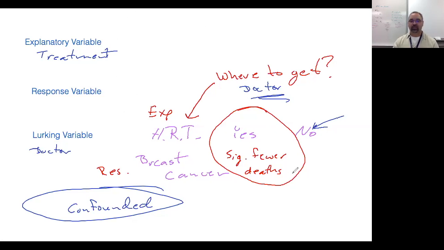All right. When we do an experiment, now we're going to talk specifically about experiments for a minute. There are 3 principles of experiment design, and this is how you do a good experiment design. We control for lurking variables.